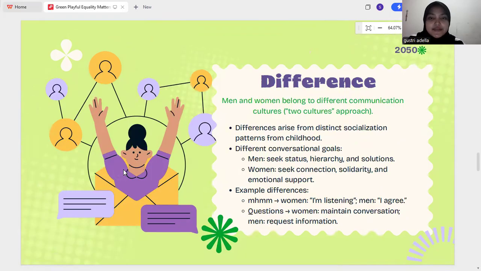So the next is difference. In difference, men and women belong to different communication cultures, or the two cultures approach.